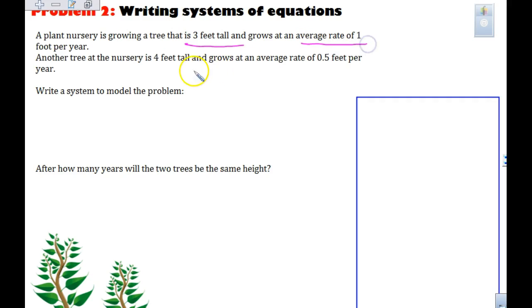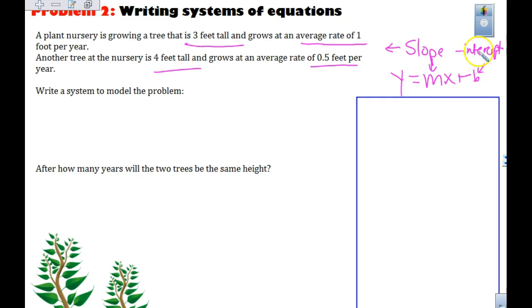Another tree at the nursery is 4 feet tall and grows at an average rate of 0.5. This is almost trying to tell you slope-intercept. What do we mean by slope-intercept? y equals mx, that's our slope, plus b, our intercept. Intercept is the start point. Please make sure you write this in your notes.